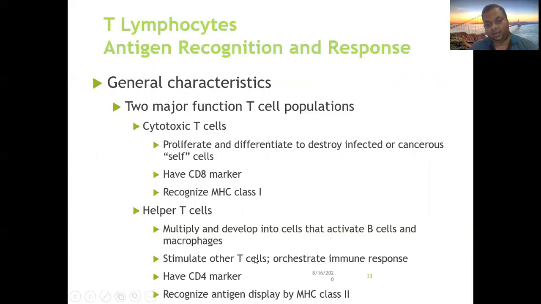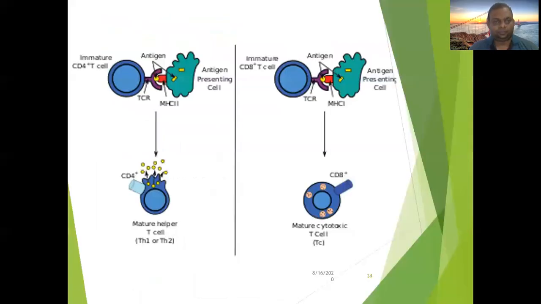T helper cells stimulate other T cells and promote immune response. Cytotoxic cells act directly, but helper T cells provide stimulation. That's how it goes. For mature helper cells, antigen presentation, T cell receptor, CD4, it's MHC2. Here it is antigen presentation: immature CD8 cells, T cell receptor via MHC class 1 leads to mature cytotoxic T cells. Activated cytotoxic T cells, activated helper T cells.